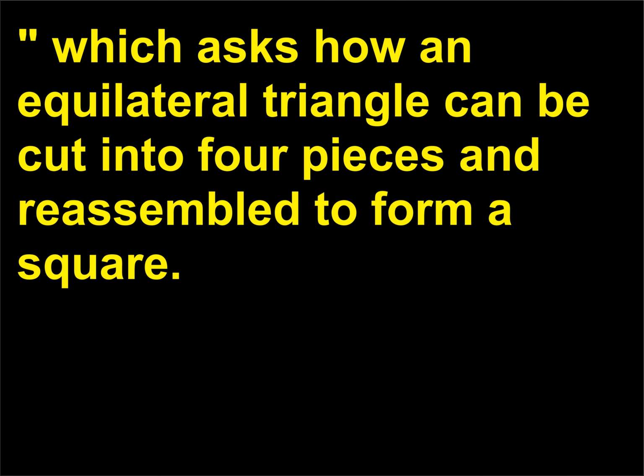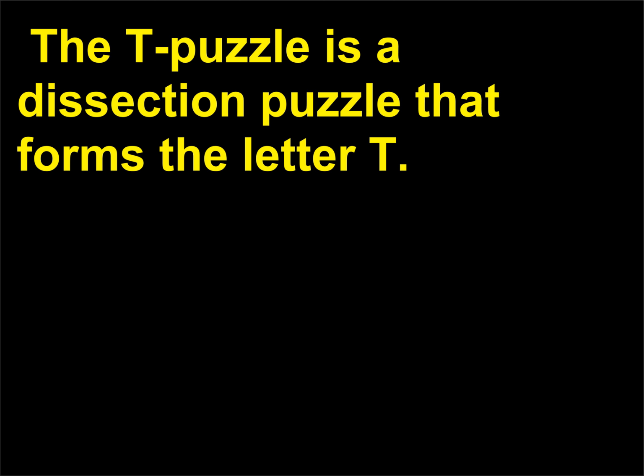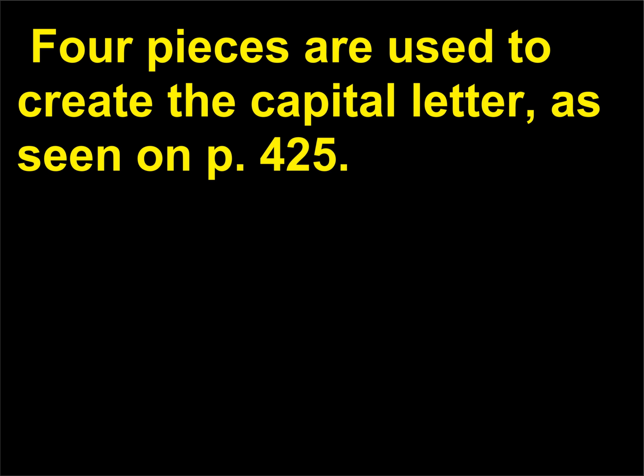In the Pythagorean square puzzle, the 2 squares on the left are combined to form a single large square on the right. The T-puzzle is a dissection puzzle that forms the letter T. 4 pieces are used to create the capital letter, as seen on P425.